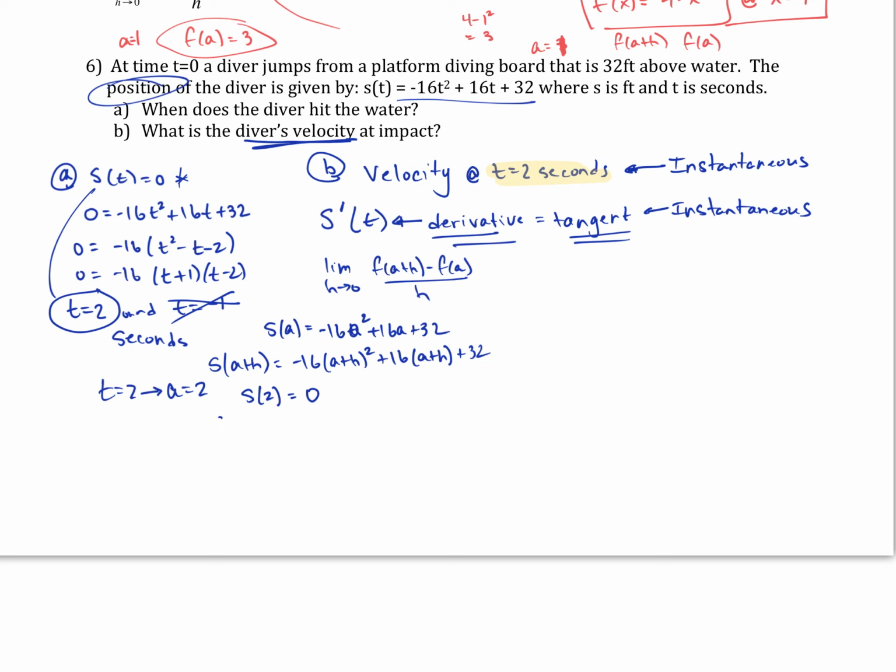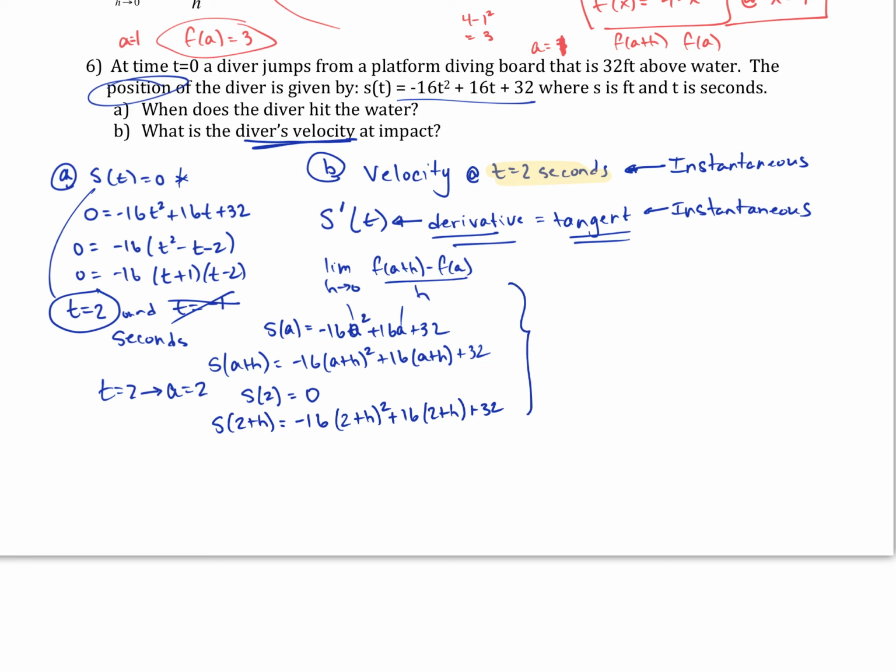But for this one, we're going to need S of 2 plus h. And if you don't believe me, you could put in 2 right here and right there and see that it'll come out to 0. So this becomes negative 16 times (2 plus h) squared plus 16 times (2 plus h) plus 32. Could you have done it with a and then substituted in 2 later? Absolutely, you could have. But I'm telling you, it's going to be really messy.